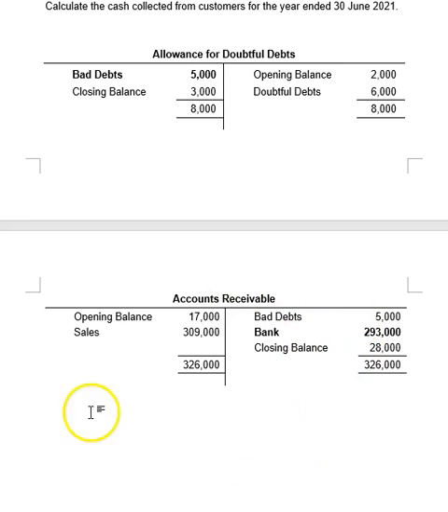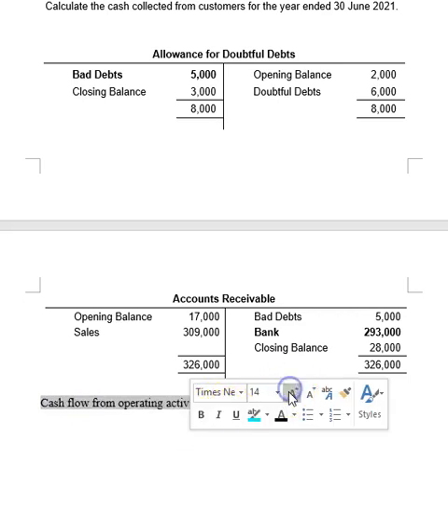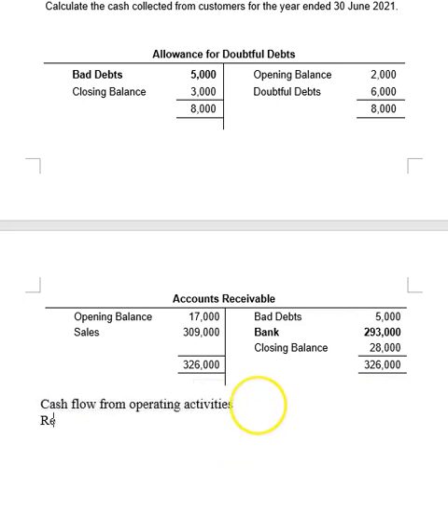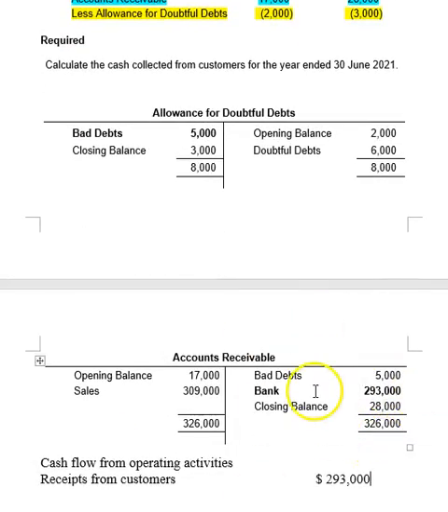Under cash flow from operating activities, you will have receipts from customers, and the amount of the receipts from customers is 293,000. So this is how you record it in your cash flow statements. If you have any question, just come and see me.